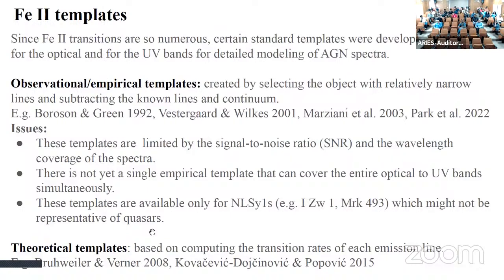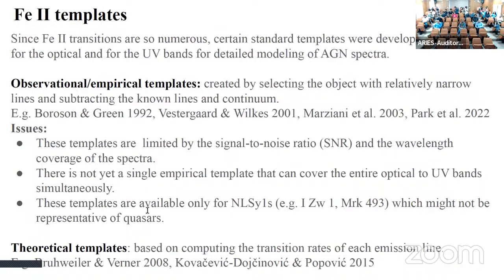But there are issues with observational templates. First of all, they are limited by the signal to noise ratio of the spectra, and also the wavelength coverage, because there is no single template that covers from UV to optical. Another issue is that those templates are only available for narrow line Seyfert 1s, because they have narrow lines and you can easily identify them. But it's possible that they are not representative of quasars. Still, people use those templates for quasars also.